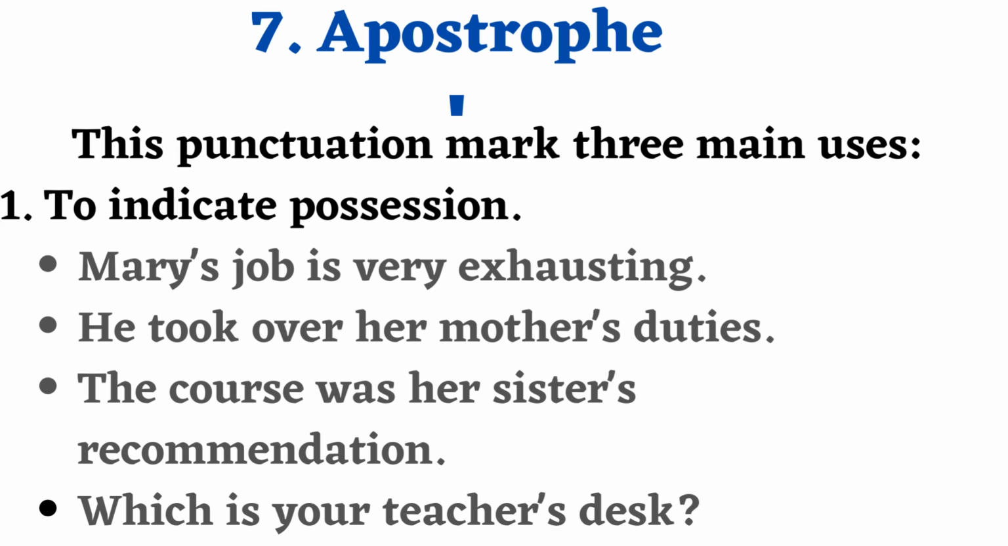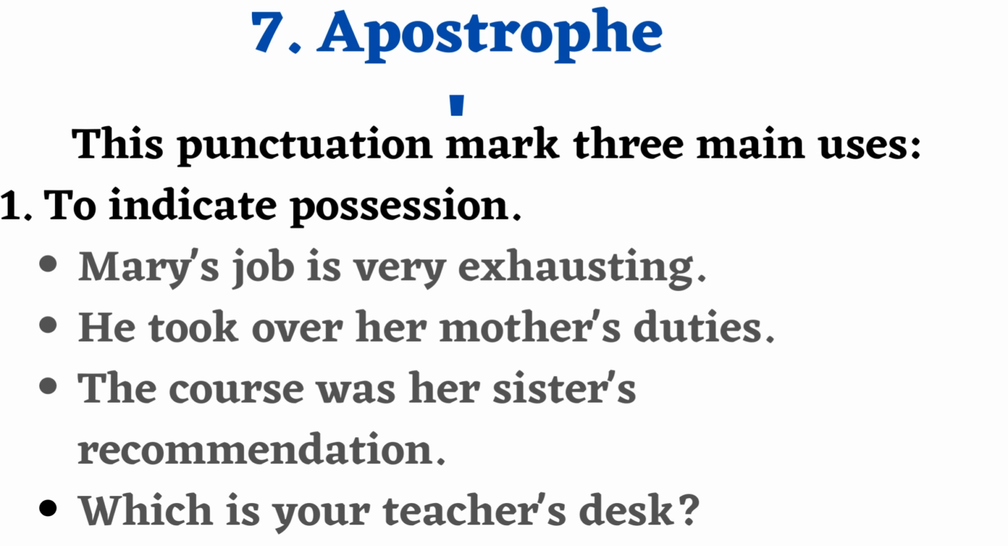The apostrophe. This punctuation mark has 3 main uses. The first one is to indicate possession. For example, Mary's job is very exhausting. That means the job belongs to Mary. So we say Mary's job. We add apostrophe and S to the word Mary to show possession.